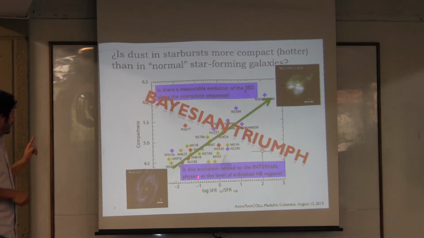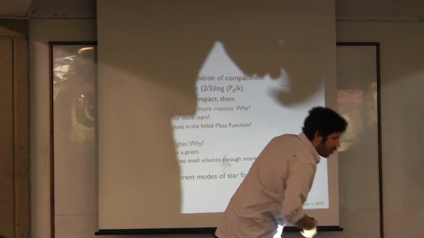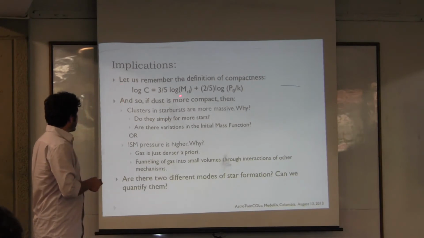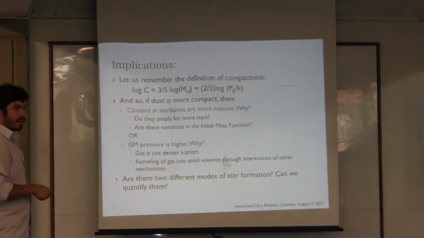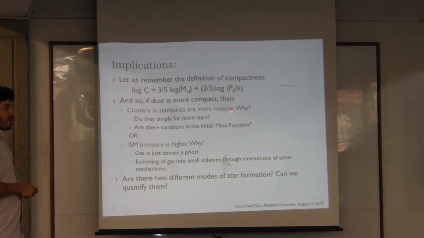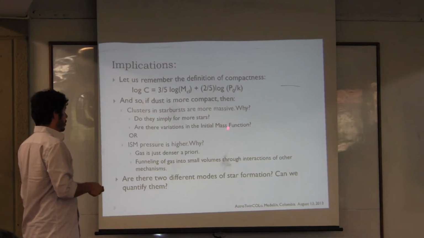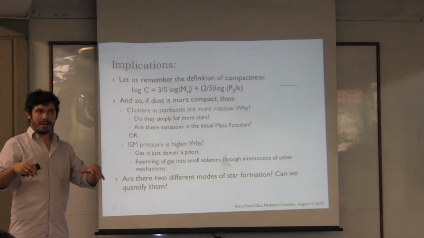So the important question there is this: is this evolution related to the internal physics at the level of the H2 region? That's really the question I'm trying to answer. What are the implications of that relation if it's actually true? Remember that the compactness is just a combination of the mass of the cluster and the pressure of the interstellar medium. So if dust is actually more compact, it means either there are more stars in these clusters, or that they are more massive. If they are more massive, that could have an implication, for example, in the initial mass function. The initial mass function is just the original distribution of masses with which stars form.